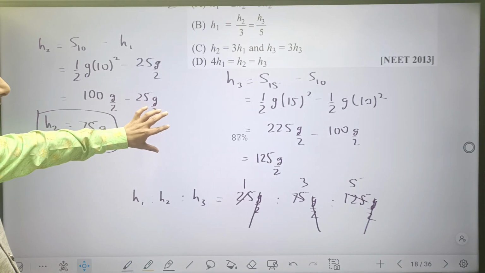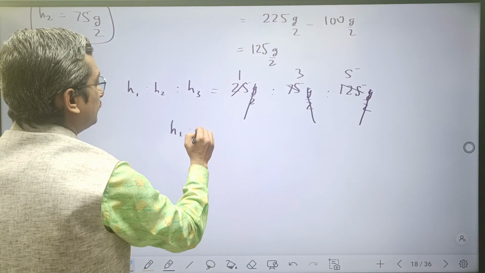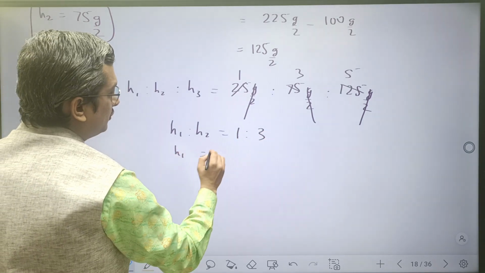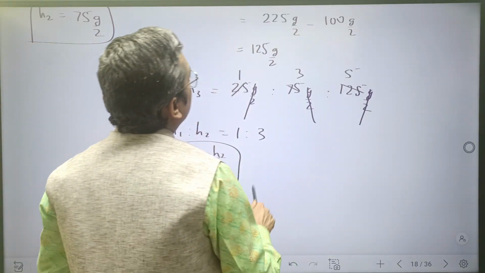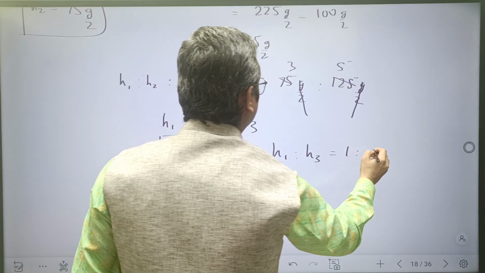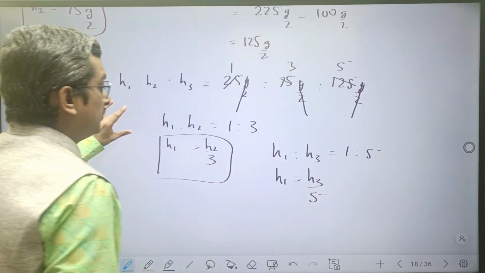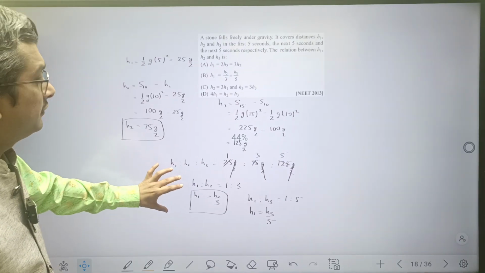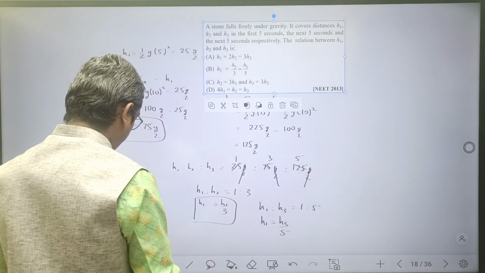So listen, from here we have h1 is to h2 is equal to 1 is to 3, which implies that h1 is equal to h2 by 3, isn't it? Similarly, we have h1 is to h3 is equal to 1 is to 5, so h1 is equal to h3 by 5. So the option that comes is h1 is equal to h2 by 3 is equal to h3 by 5. So option B is the correct answer.